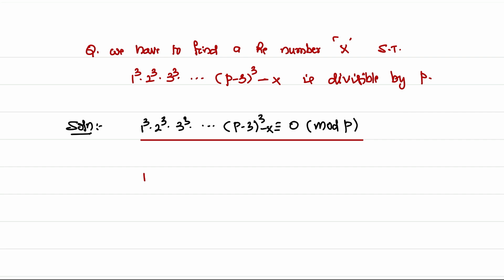So we will write it again. Please try to understand. 1 cube into 2 cube into 3 cube up to p minus 3 whole cube minus x equivalent to 0 mod p. P is a prime number, any prime. Primes are up to infinity. Then we have to find a numerical value of x. Please try to understand, I am not finding x in terms of p. It's not an algebraic equation. It's a number theory problem.